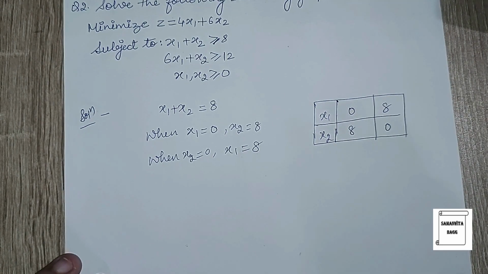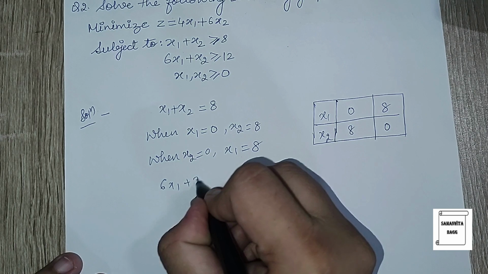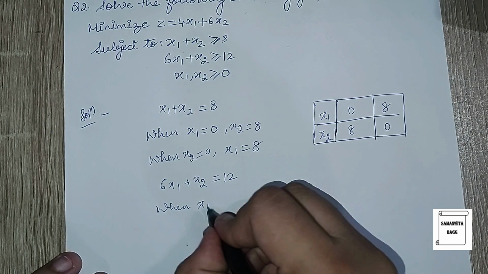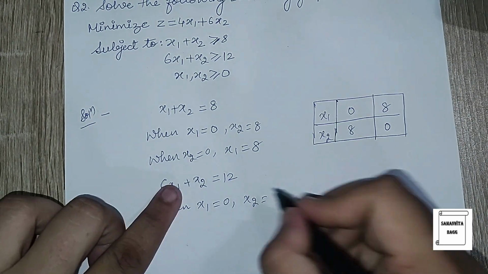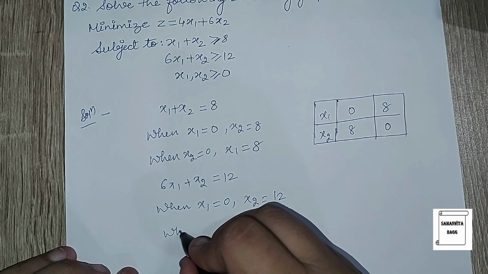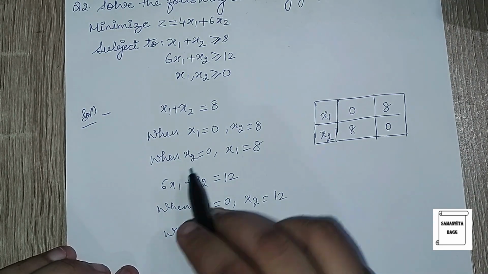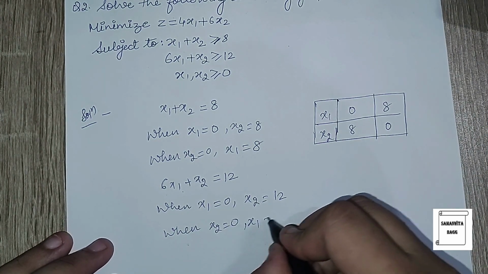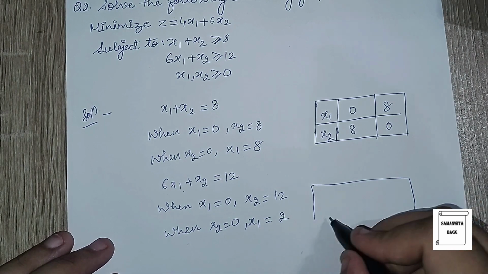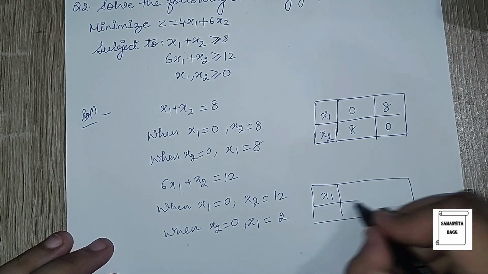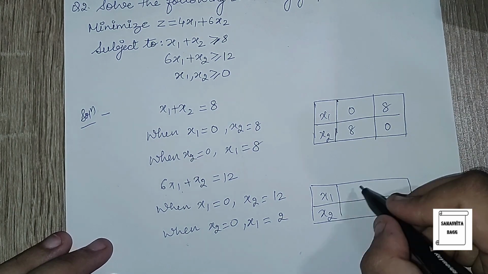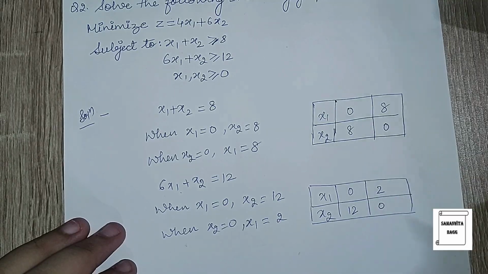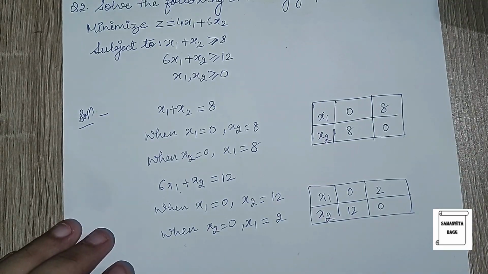The next constraint is 6x1 plus x2 is equal to 12. When x1 will be 0, x2 will be 12, and when x2 will be 0, we will have 6x1 is equal to 12, so x1 will be 2. When I will plot these two lines, I will have to plot 0, 12 and 2, 0. So let's plot this in graph paper.